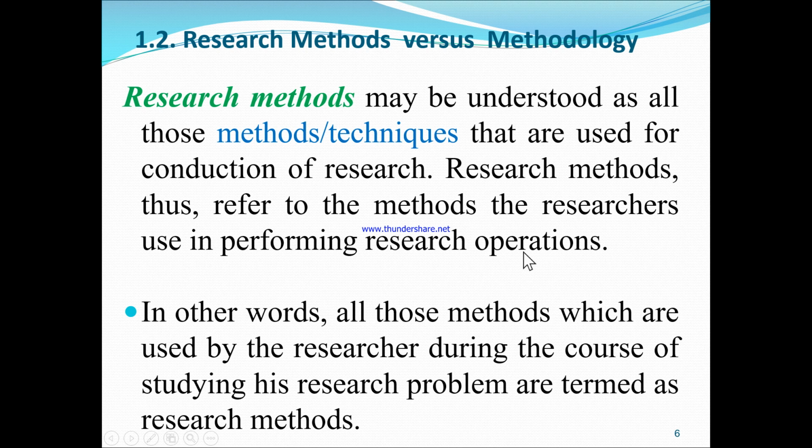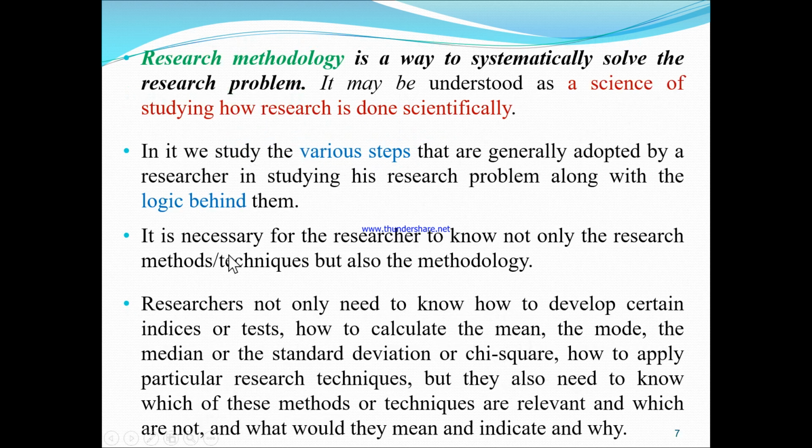So research methods are defined as procedures or techniques applied by the researcher to undertake the research work. They are essentially planned, scientific, and value neutral. Research method is a way to systematically solve the research problem. It may be understood as a science of studying how research is done scientifically. So it is a systematic way to solve a problem.